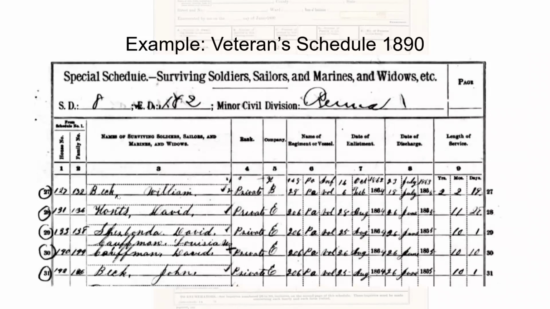A veteran schedule: there's the person's name, their rank, their company, where they were, discharge, and length of service. This can help you find military records when you go to the National Archives or you're actually requesting their military records. You can give them a very specific person, rank, and when they served. Makes it a little bit easier to find the records you're looking for.